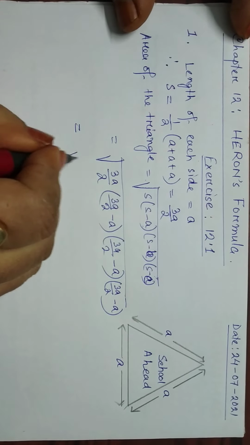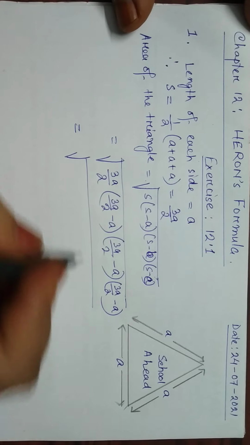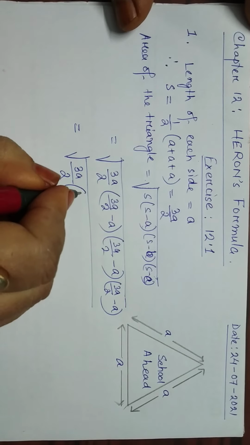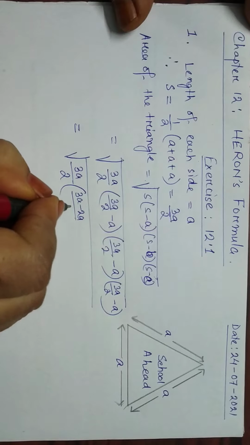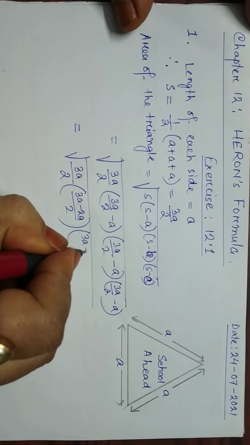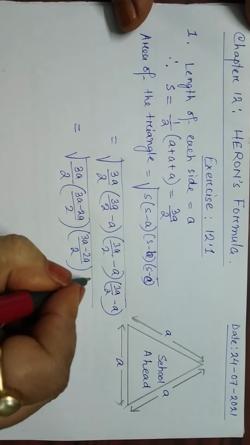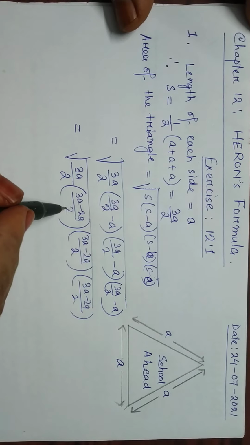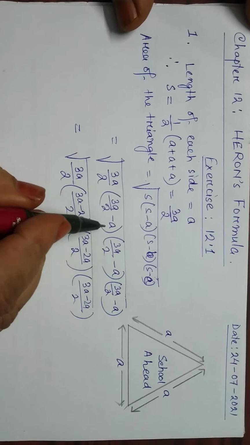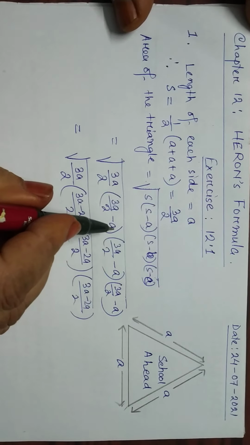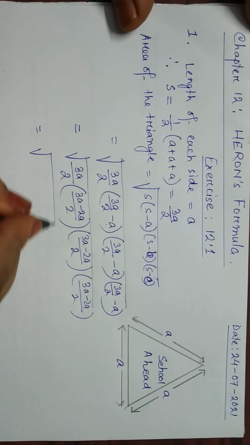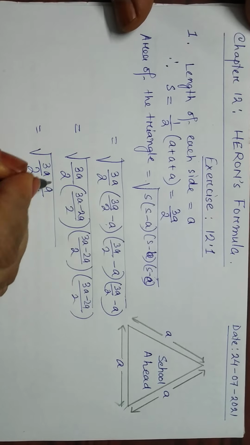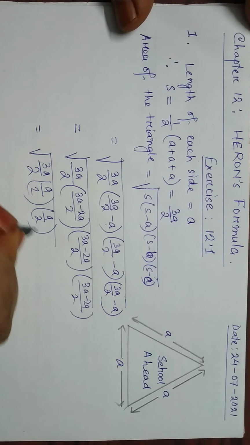Now this is equal to root over 3A by 2, and this one will be what? 3A minus twice A by 2. If we simplify, this one also 3A minus twice A divided by 2, and this one also the same. Because if we take 2 as the LCM, then 3A minus this one 1, that's why 1 into 2 is equal to twice A. This implies 3A by 2 and this one will be A by 2 into A by 2 into A by 2.